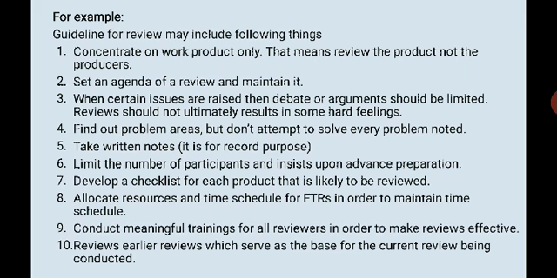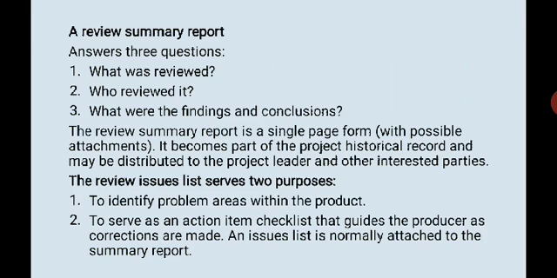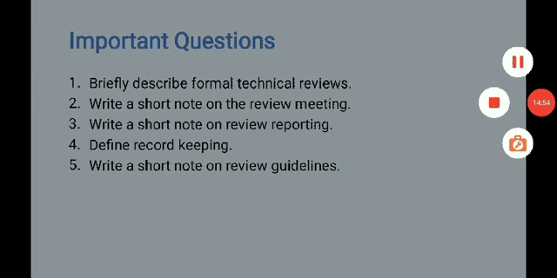We did it here also, no? Checklist. Develop a checklist for each product to be reviewed. So this list will have the problem areas and then it will have a checklist. The checklist will act as a guideline for the producers and he will make corrections based on what the issues are. So an issue list is normally attached to the summary report. You have a summary report and beyond that you have an issue list, right? So that's all in today's lecture.